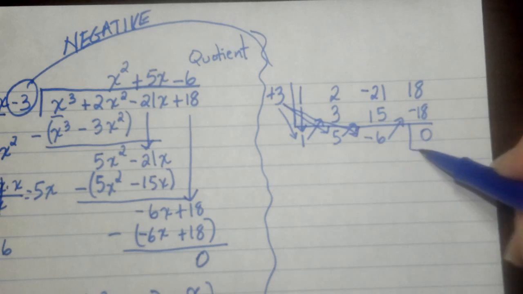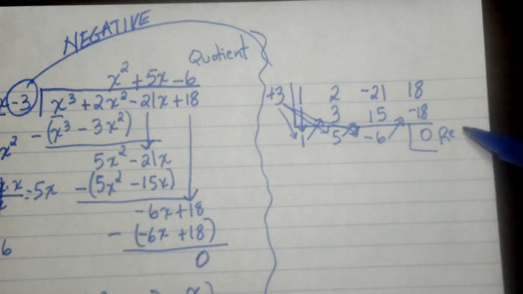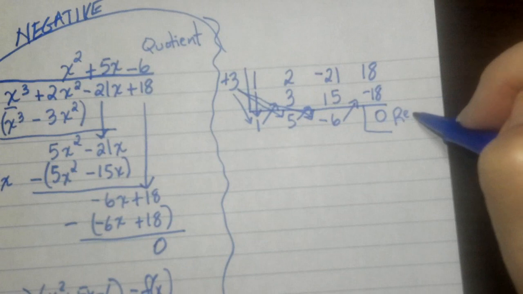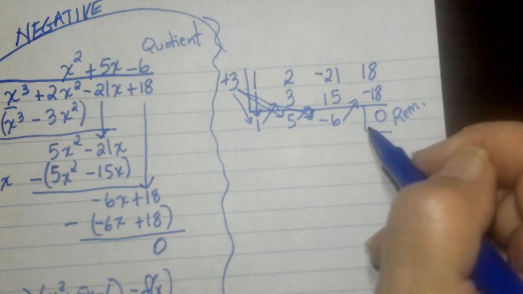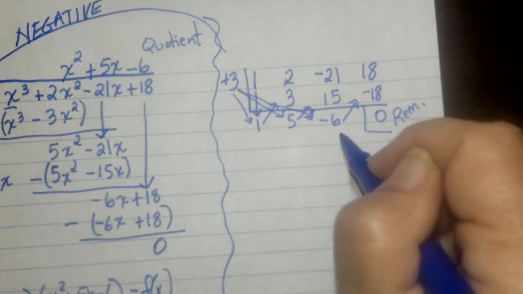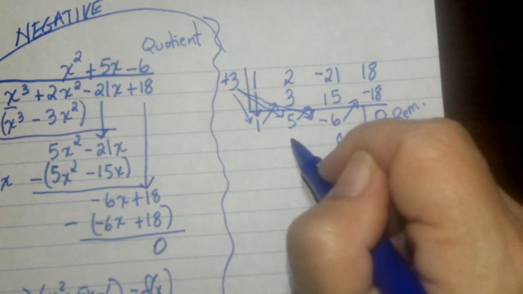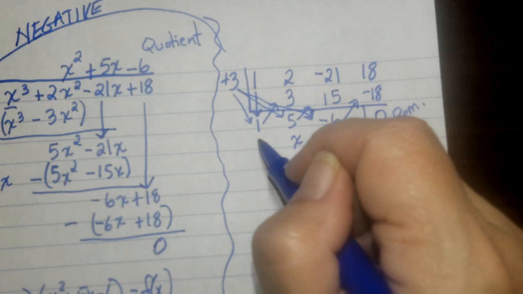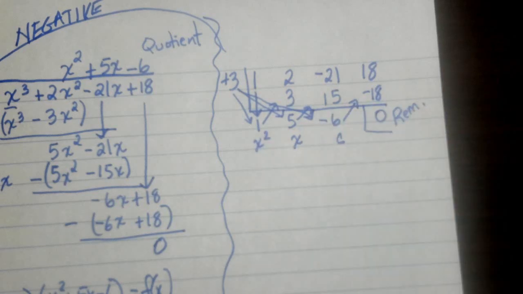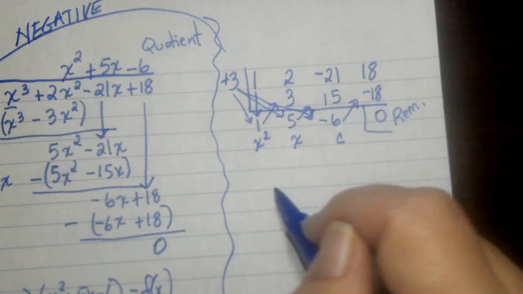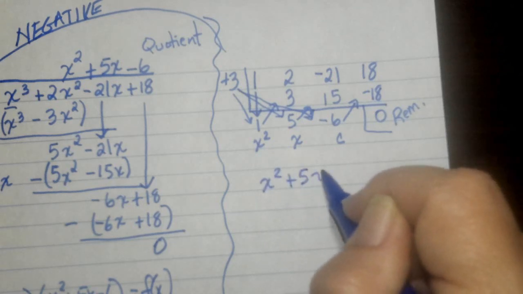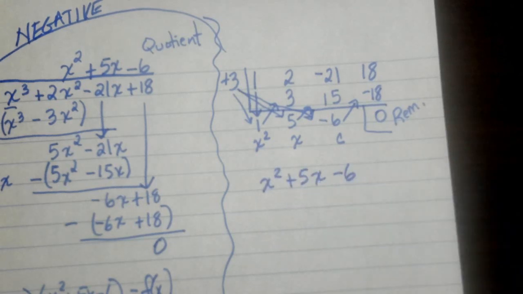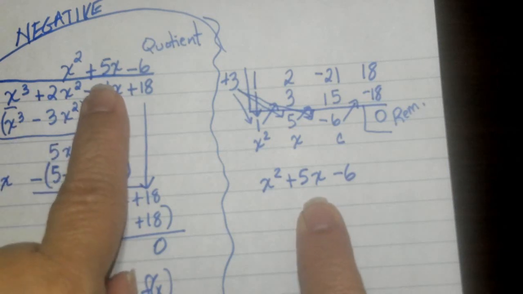All right, we mark this off. This 0 is our remainder. Going to abbreviate remainder. And then from that point, this is our constant term. This is our x to the first power. This is our x to the second power. And so our answer is x squared plus 5x minus 6. Look! It's the same answer.